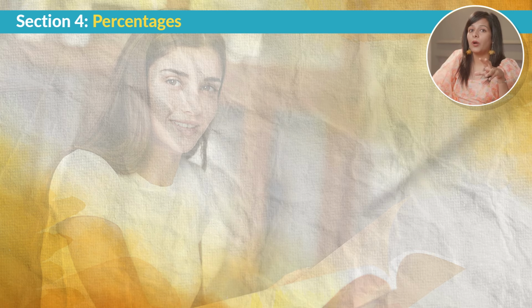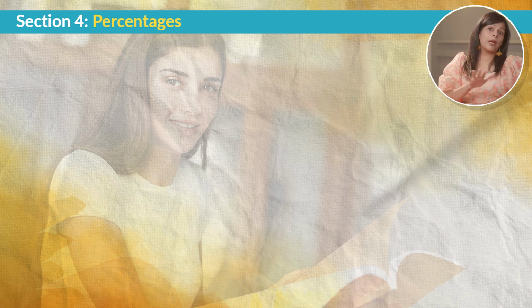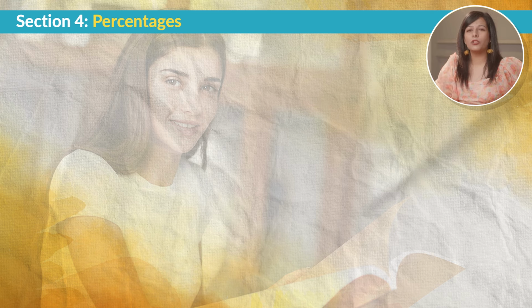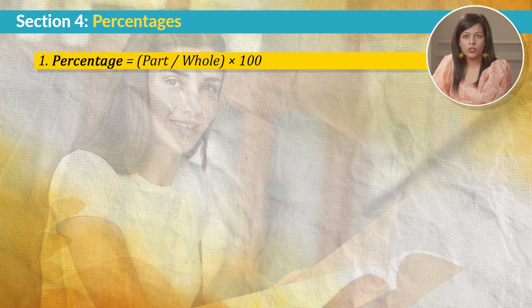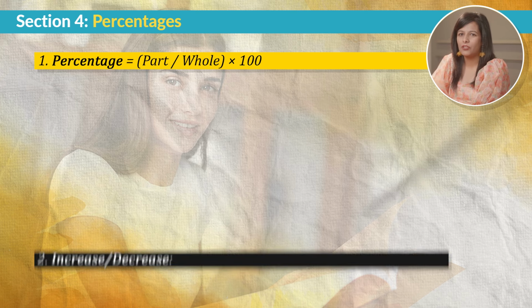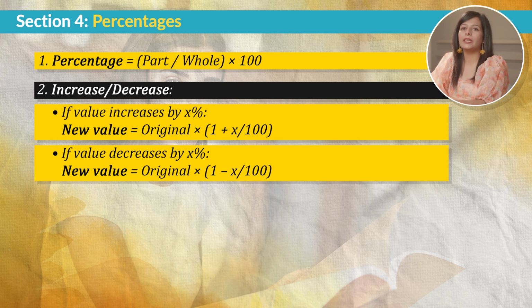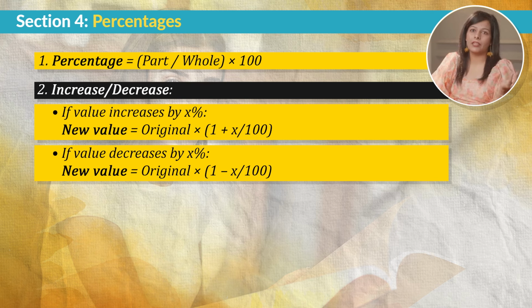Now, let's move on to percentages, a concept that's not just important for your UGC NET exam but also super useful in everyday life. From calculating discounts while shopping to interpreting data in questions, percentages are everywhere. So, let's master them once and for all. The basic formula is straightforward. Percentage equals part divided by whole multiplied by 100. For increase or decrease scenarios, just multiply the original value by 1 plus or minus x over 100, depending on whether it's an increase or a decrease.